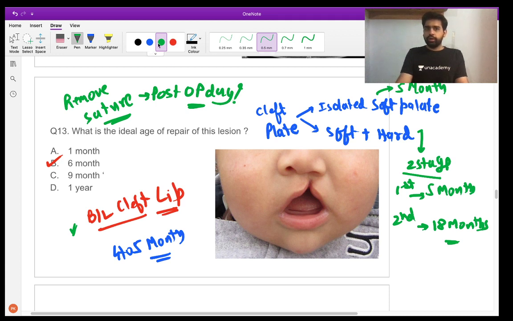When will you remove the suture, guys? It is around third to fifth day. Okay, third to fifth day, not seventh day. No, not at all seventh day.